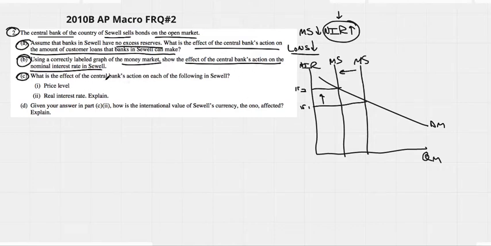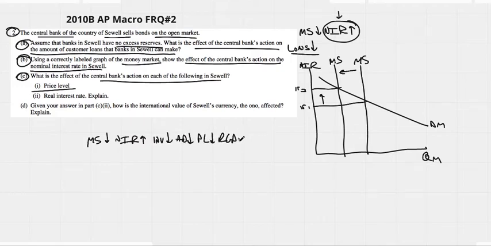What is the effect of the central bank's action on the following? The price level. So money supply goes down, nominal interest rates go up. That means investment goes down. That means aggregate demand goes down, price level goes down, real GDP goes down, output would go down, unemployment would go up. So they're asking for the price level. We can see our price level would go down.